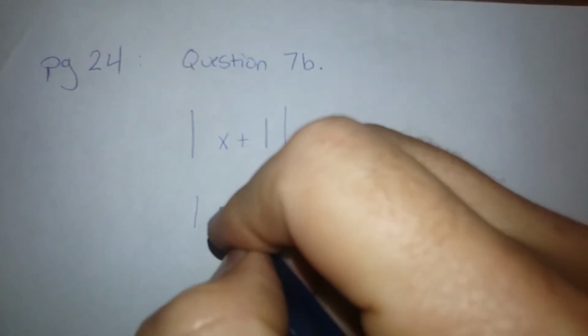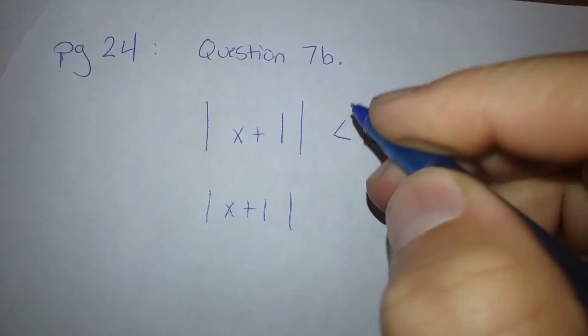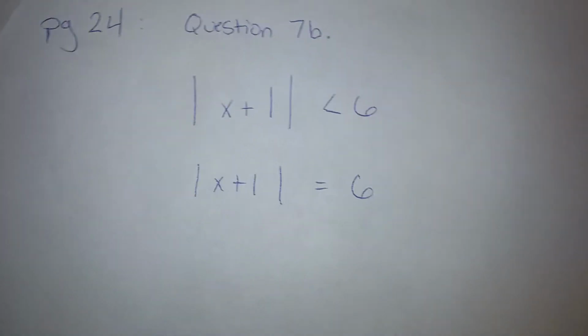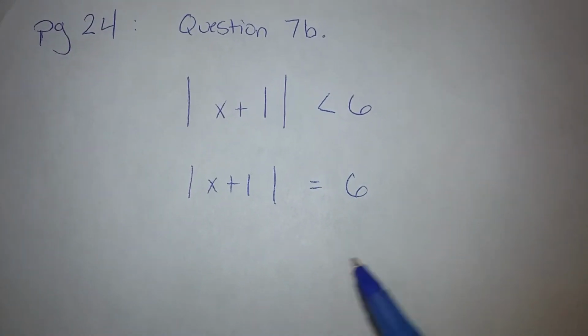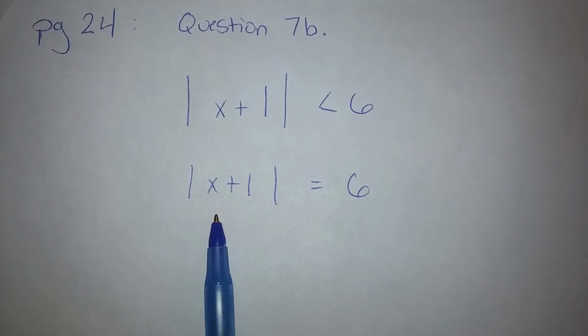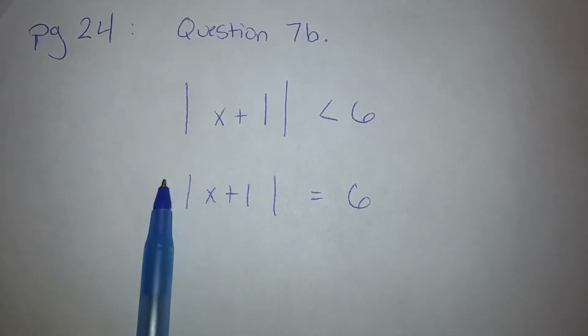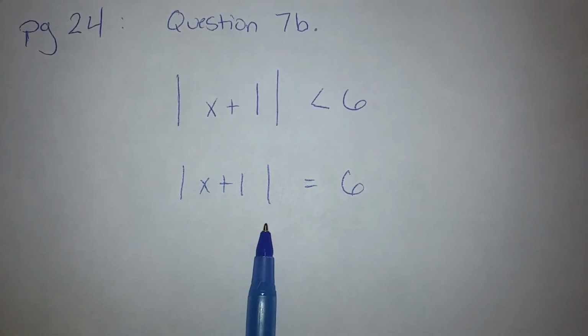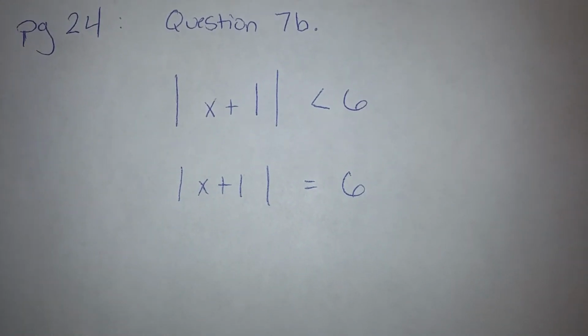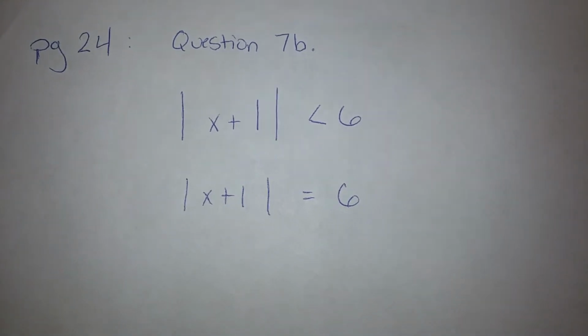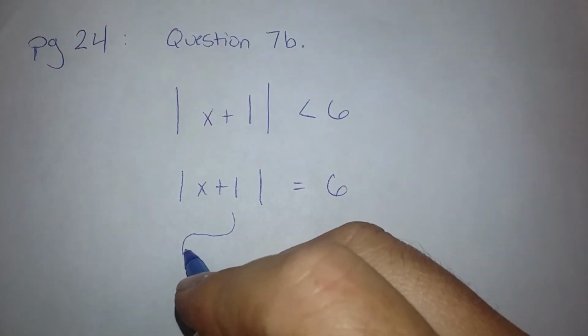The first thing that I'm going to do is change this to an equal sign, and then solve for x. The absolute value is already isolated. There's nothing else on this side of the equation other than the absolute value, so we call that isolated. Once the absolute value is isolated, we're going to solve this twice.